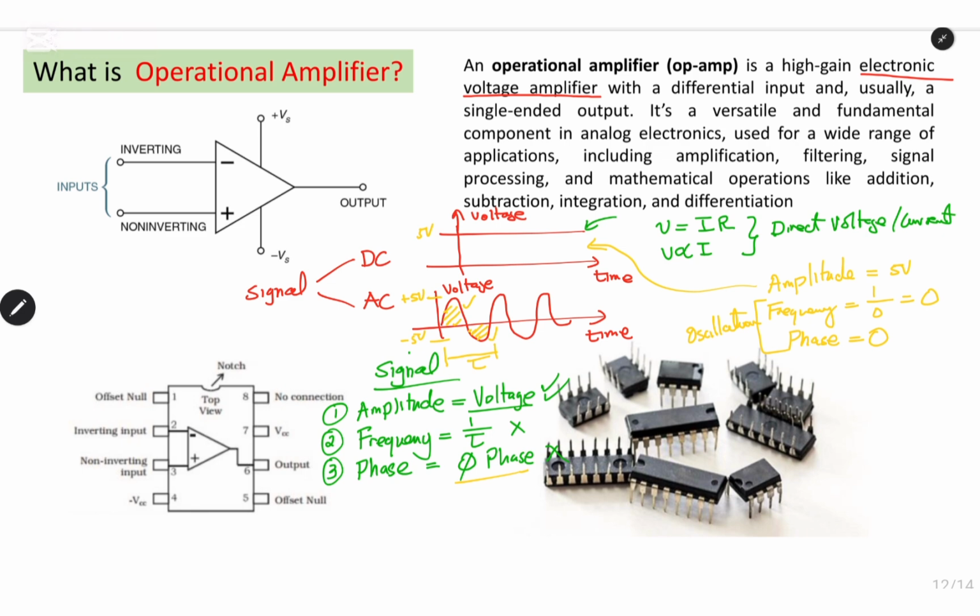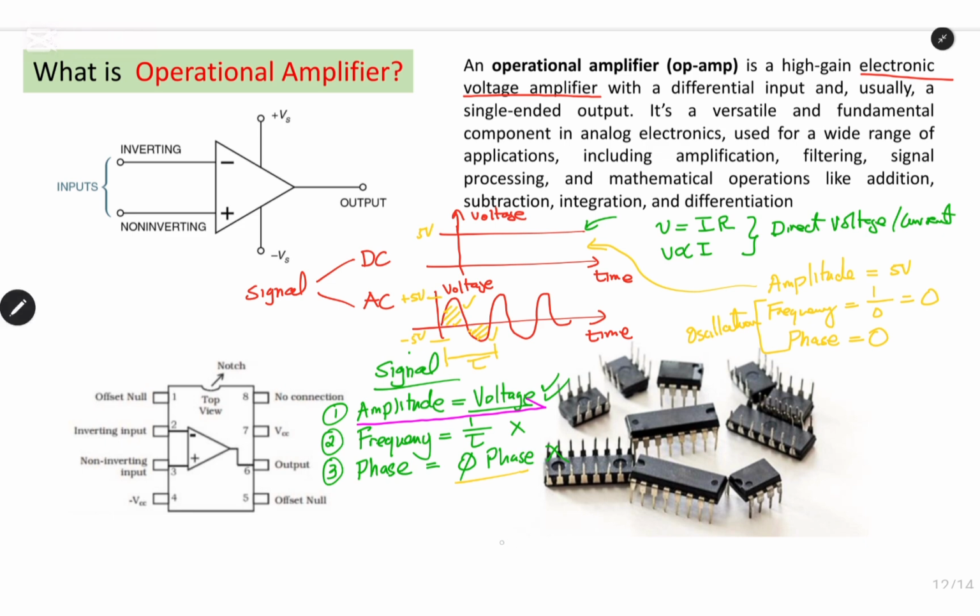Therefore, we can conclude that the operational amplifier only deals with the amplitude or the voltage of a signal, so not the frequency and not the phase. So whenever we talk about the amplifier, we will always think of changing the voltage.